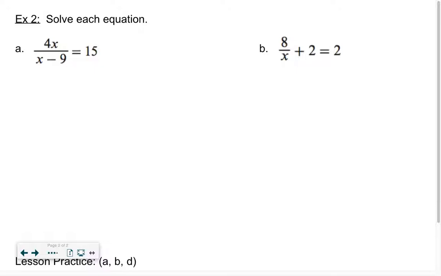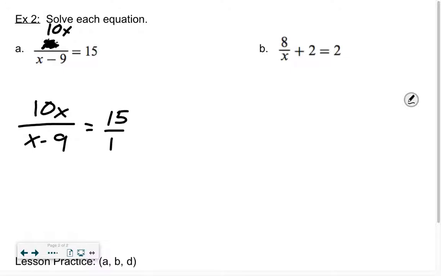I'm going to change this number on you. This is not a 4. This is 10x. 10x over x minus 9 is equal to 15. We don't have two true rational numbers. You know, 15 is rational, but we don't view it that way. But we could write it this way. And that's my advice. Now you know what you need to do for sure.